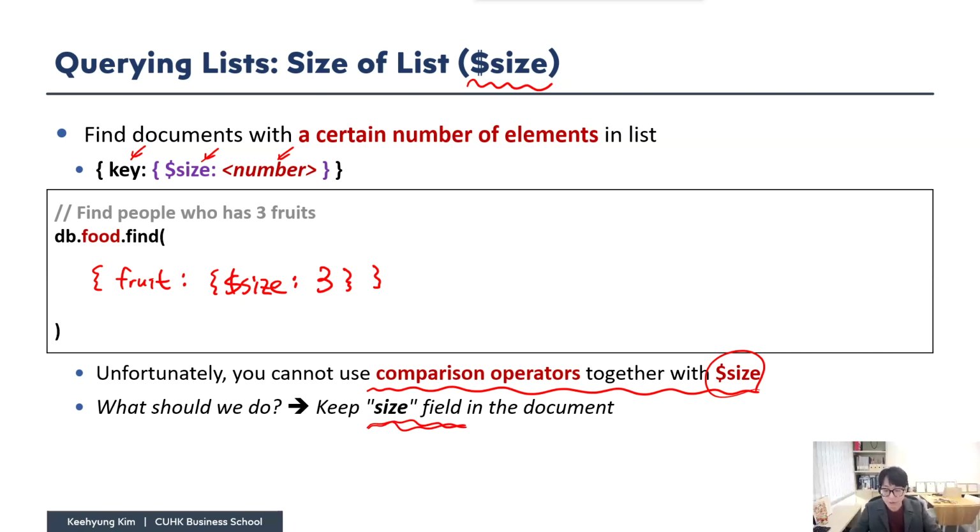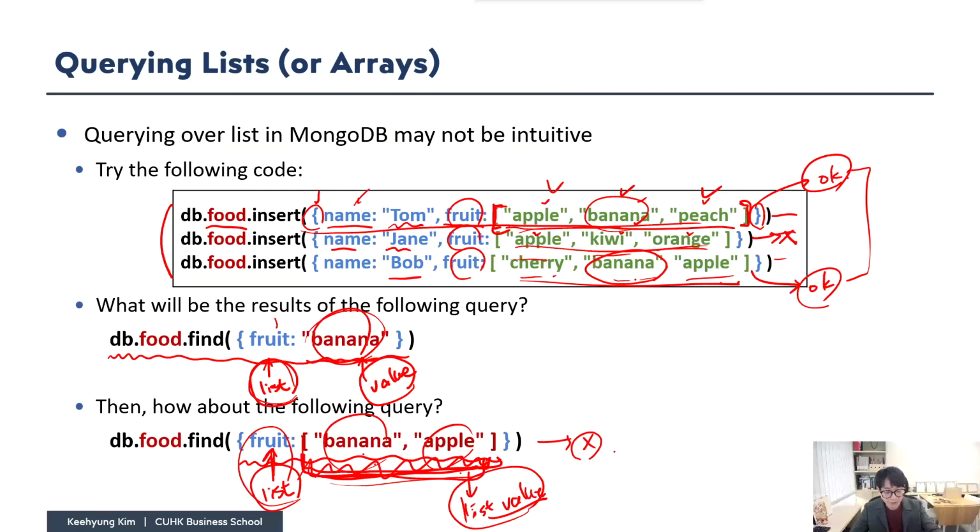There's one question here, so let me quickly look at this. The question is: how can we find the lists that contain banana and apple? It's related to this. If you compare a list against a list, it does exact matching. So if you want to find the people who have a banana and an apple, you can design the query like this, and then use the AND operator.